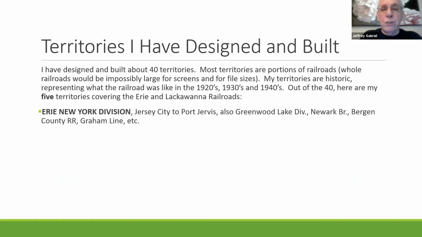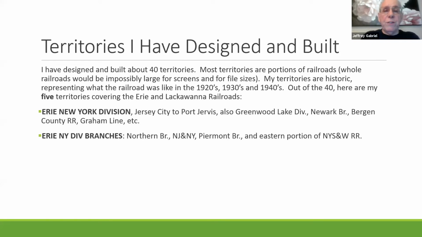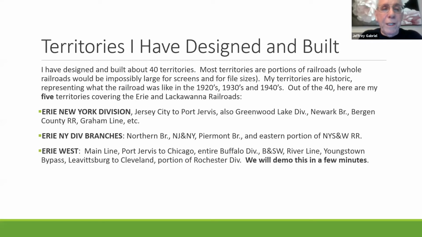Erie, New York Division, Jersey City to Port Jervis and Greenwood Lake, etc. Erie, New York Division branches, northern Piermont, New Jersey, New York, eastern portion of the Susquehanna. The third one, Erie West, Main Line, Port Jervis to Chicago, the entire Buffalo Division, Buffalo and Southwestern, River Line, Youngstown, Bypass, Leavittsburg to Cleveland, etc. This is the one that we'll demo and operate in just a few minutes.